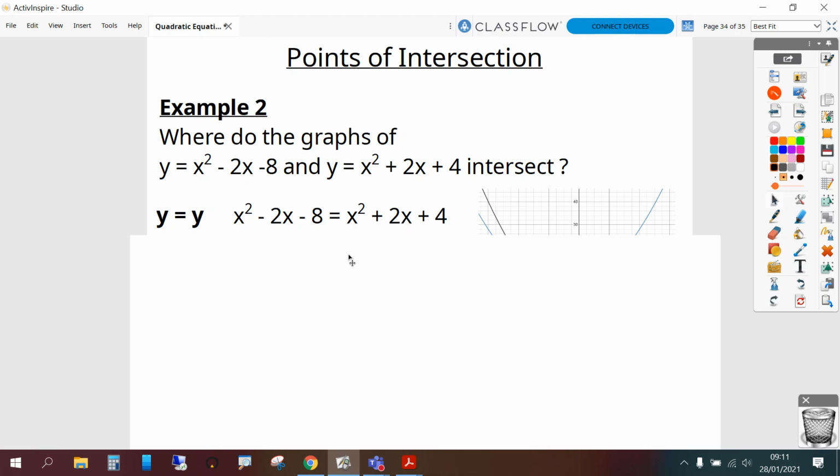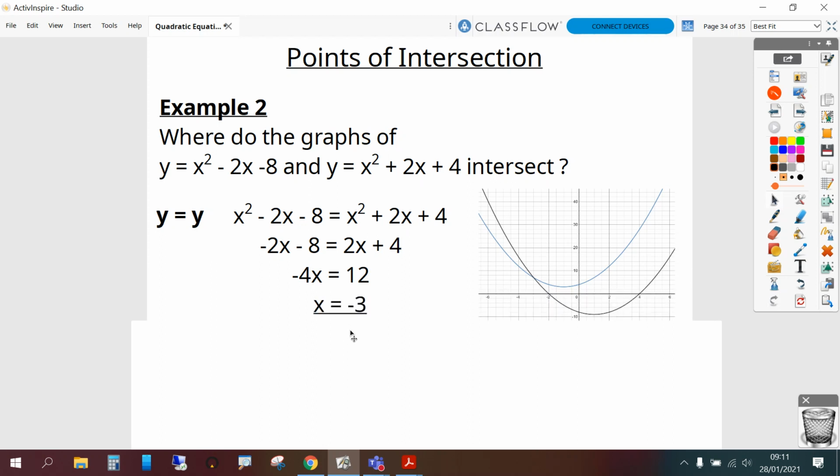We again want to solve this, but you'll notice that if we take away x squared from both sides, we no longer have any x squareds. So now we're dealing with a linear equation instead of a quadratic equation. So using balancing, taking the x's to one side and the numbers to the other, we get our answer of x equals negative 3.